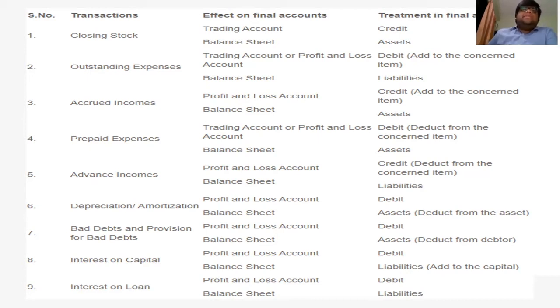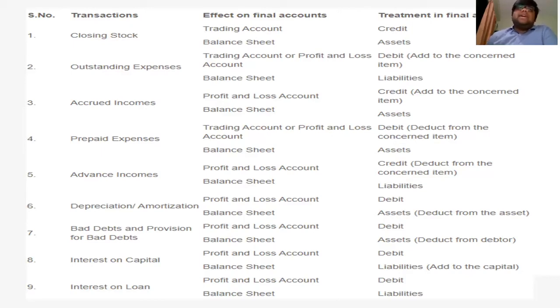The next one is prepaid expenses. Prepaid expenses are those expenses that are paid in advance. They are assets of the business. They are shown on the asset side of the balance sheet and deducted from the concerned item on the debit side of the trading or profit and loss account.